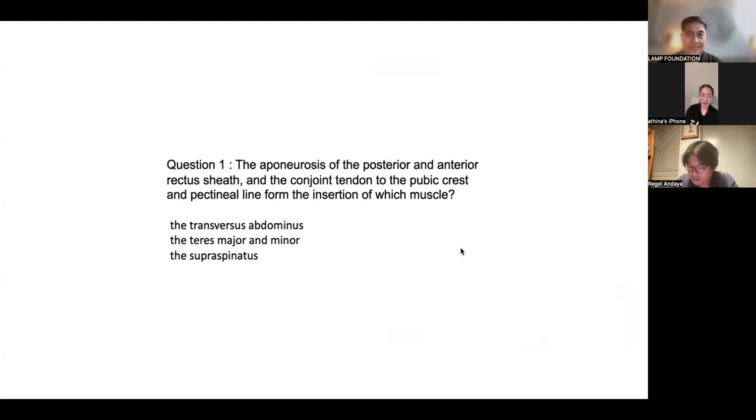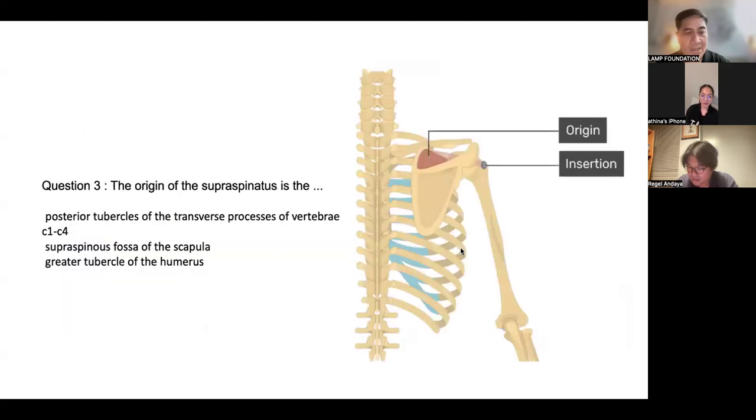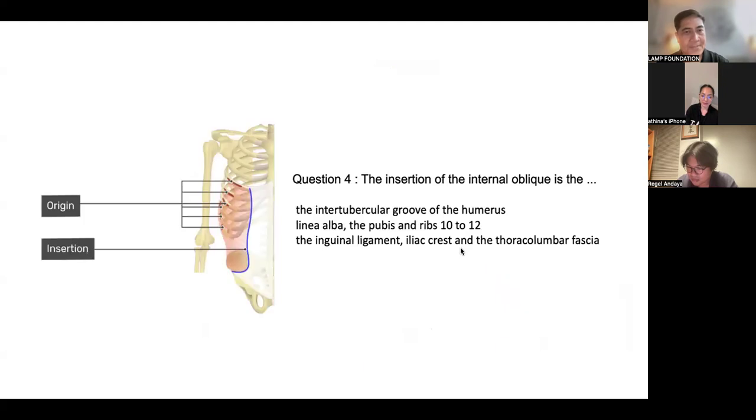The transversus abdominis. The insertion of the scalenes is the first and second rib. Origin of the supraspinatus is the supraspinous fossa of the scapula. Insertion of the internal oblique is the linea alba, the pubis, and the ribs 10 to 12.